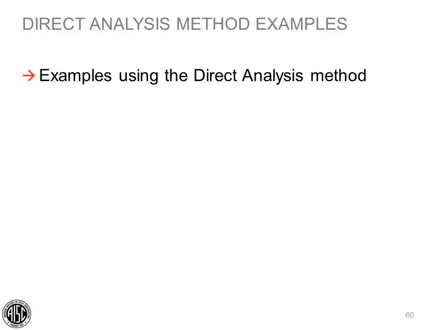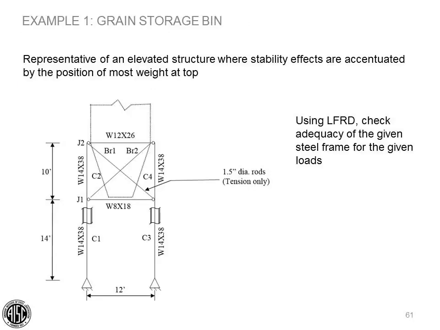There we go. Okay, now we'll take a look at some examples using the direct analysis method. For our first example, we'll look at a simple 2D frame supporting a grain storage bin. This is a two-level frame with the upper portion consisting of a brace frame and the lower portion being a moment frame with pin-based columns.